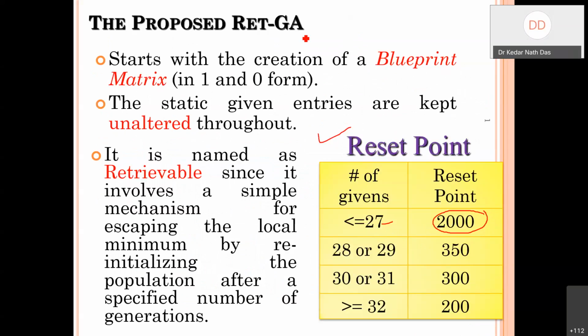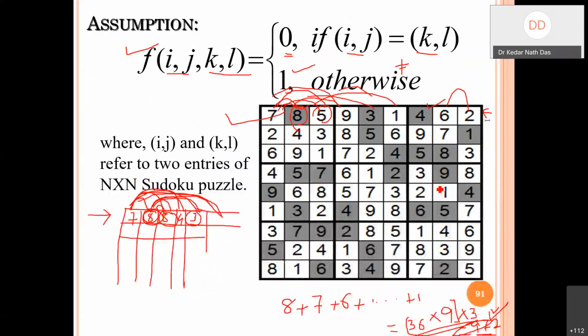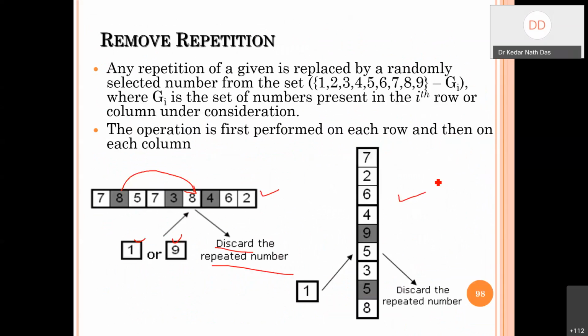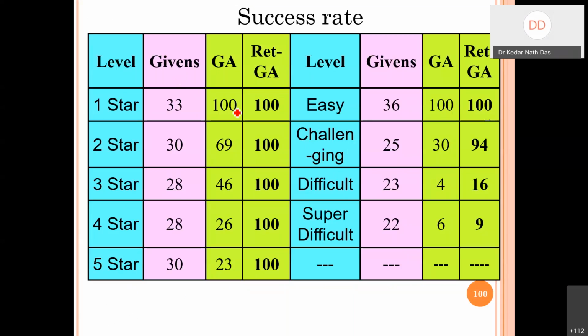Because of this reset point, we are naming it the retrievable genetic algorithm. And what's better, you can see in the result, is the success rate. This is the GA by Molter and Culgeron, with which we are going to compare our retrievable GA. The percentage of success out of 100 different runs is increased everywhere.